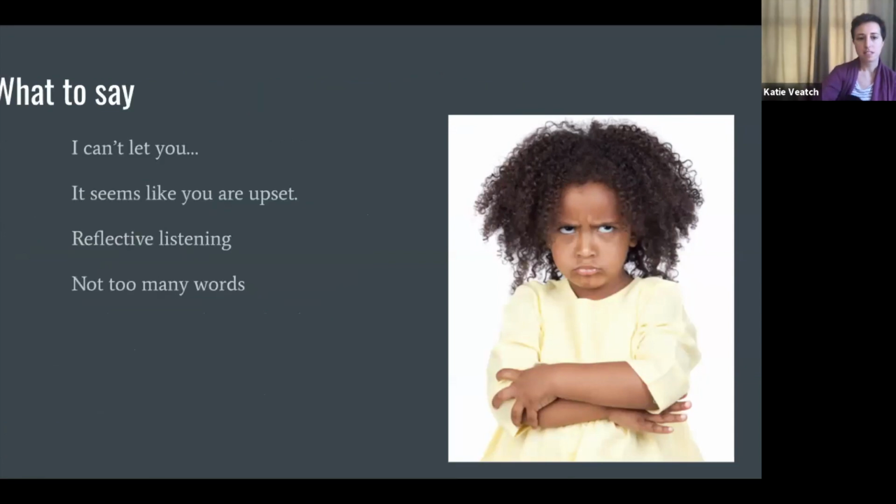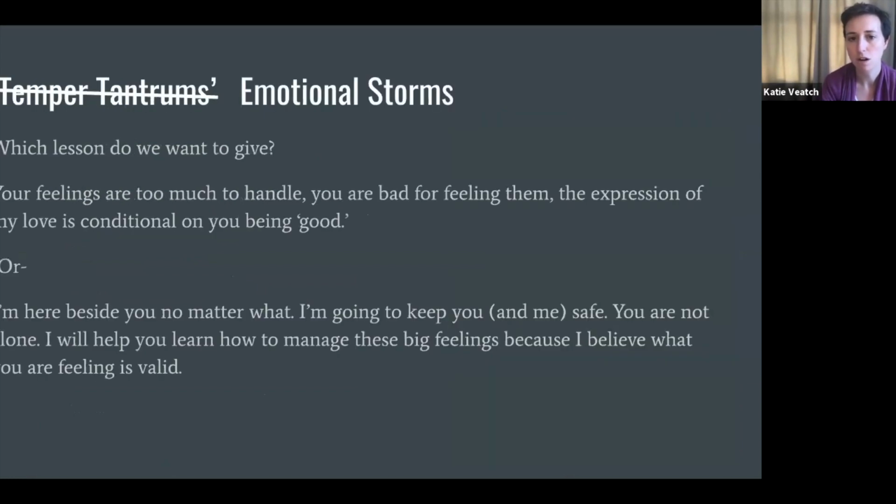So, things to say. I can't let you. It seems like you're upset. Reflective listening. Oh yeah, the red ball. Yes, you really wanted the red ball. I hear you saying that. Not too many words. We're not providing lessons. The words can be overstimulating for a child who's already overstimulated.